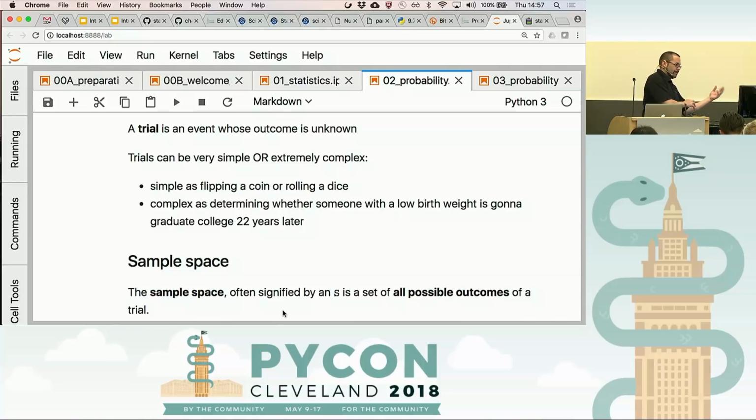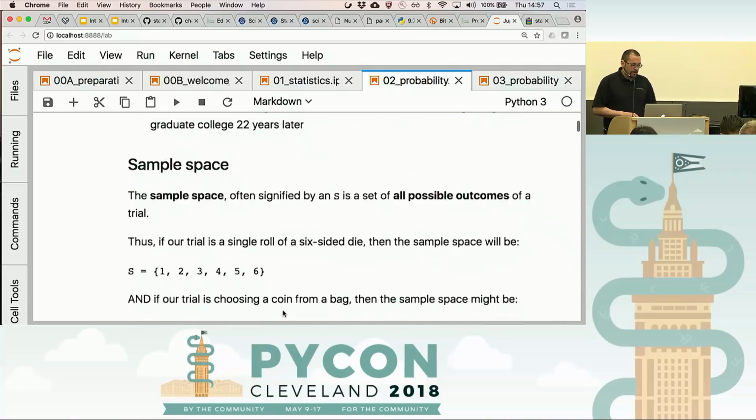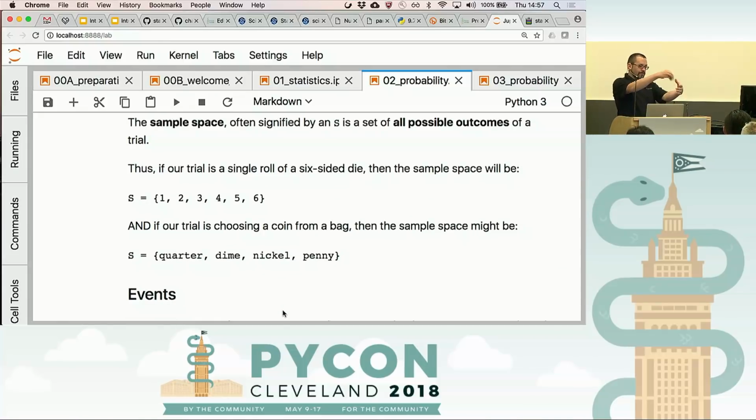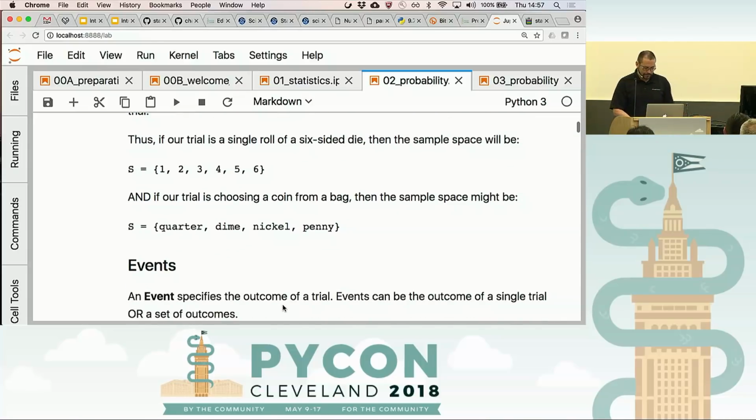Will they graduate from college 22 years later? Right? Sample space is essentially all of the possible outcomes of a trial. So I have a 6-sided die, I roll it, all the possible outcomes are 1, 2, 3, 4, 5, and 6. Say I drop 4 coins in a bag. I've got a quarter, a dime, nickel, and a penny. If I draw one of those out, my sample space will be quarter, dime, nickel, and penny.